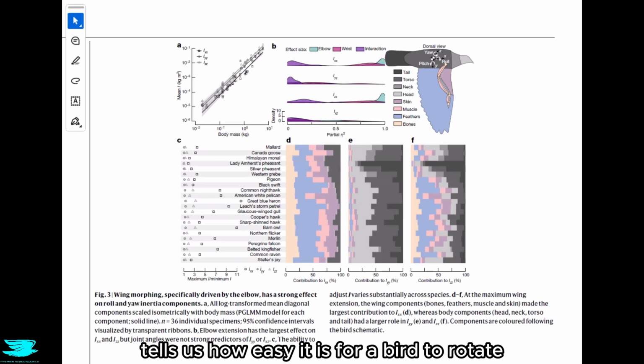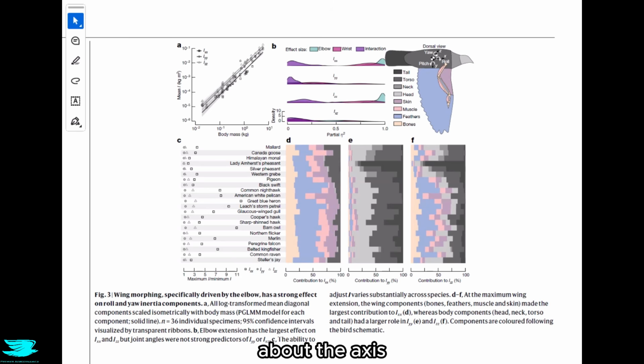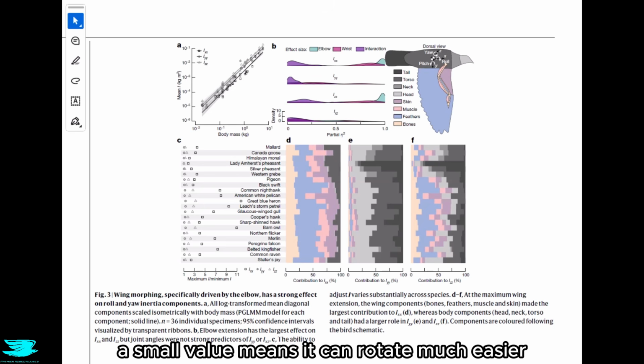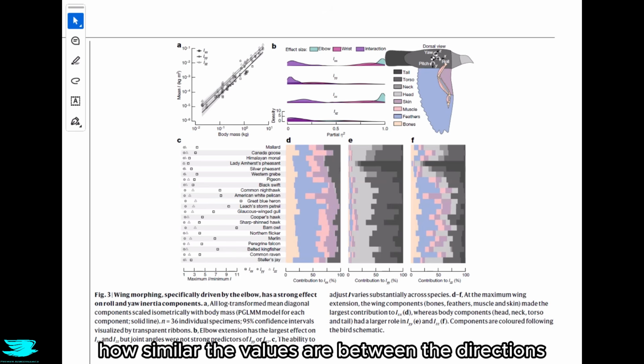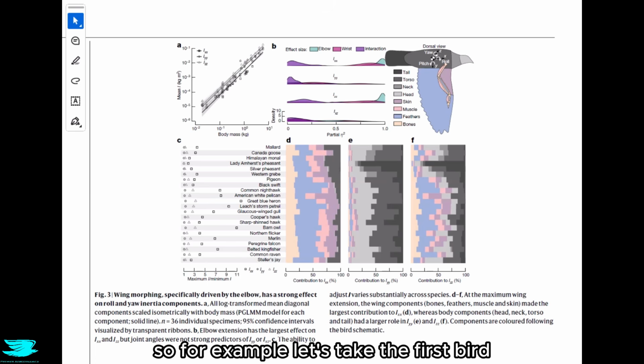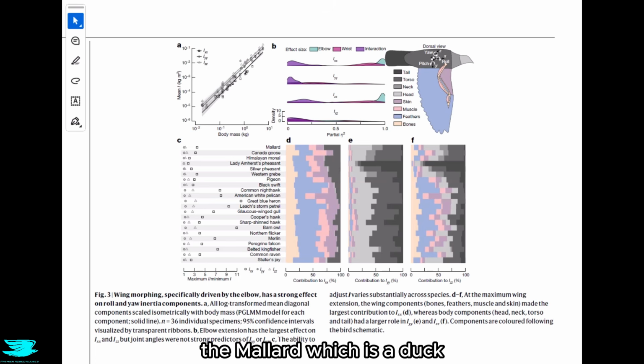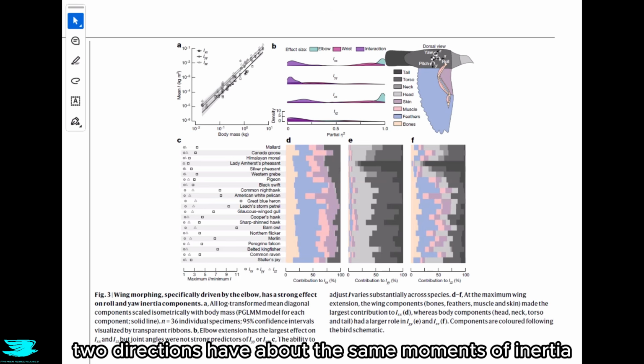So remember that the second moment of inertia tells us how easy it is for a bird to rotate about that axis. A small value means it can rotate much easier. Now, the thing to look out for here is how similar the values are between the directions. So for example, let's take the first bird, the mallard, which is a duck if I'm not mistaken.